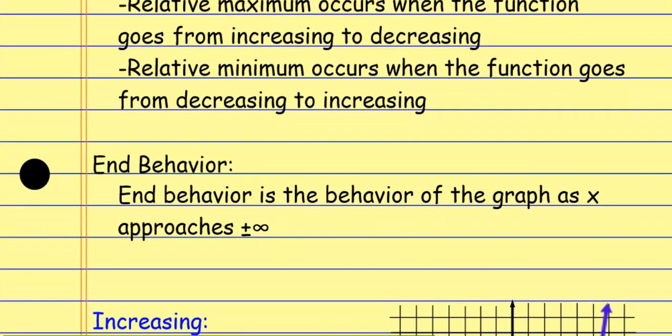And then the end behavior. This is a pretty tough one, but the end behavior is what happens on each end of the graph, okay? That's why we call it end behavior. If you think about how the graph behaves on each end, well, that would be the end behavior, okay?